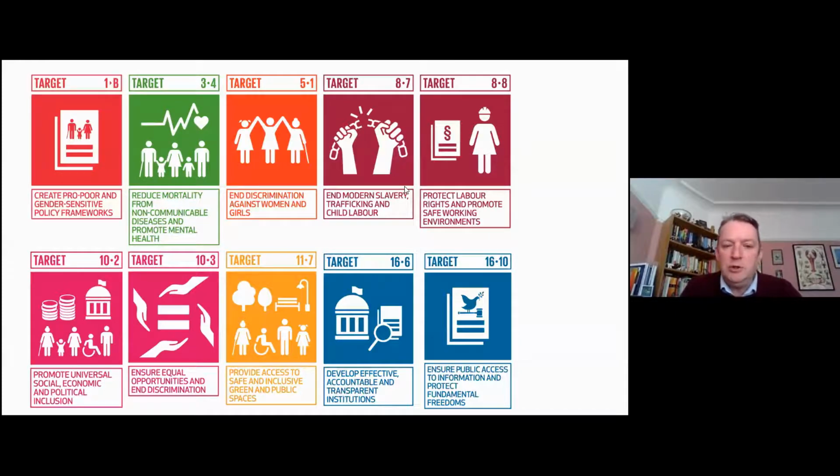10.3 is around what are we doing to reduce inequalities. 11.7 is around providing safe and welcoming green and public spaces. And although the little picture there looks very much like it's all outside, of course, museums are public spaces, as we saw earlier in what I was saying from the Special Rapporteur. Target 16.6 is around providing effective, transparent institutions. Effective would mean that they meet the needs of all of society and they fulfill their rights obligations, which are contained in 16.10 there.